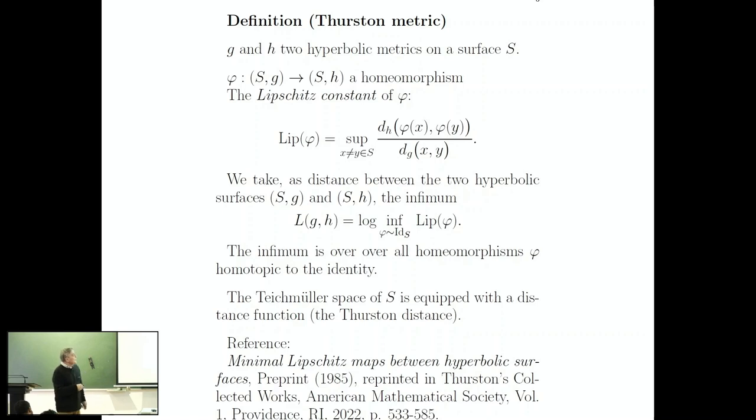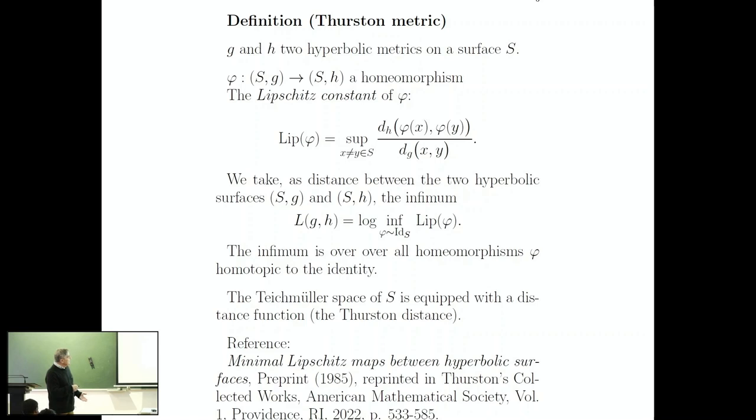This is also a classical definition. What is Lipschitz? In general, you measure the distance between the images, the distance between the two images, and you divide by the distance between the two points. So in the images you use the second metric h. For the points you use the first metric g. So you have a map from SG to SH.